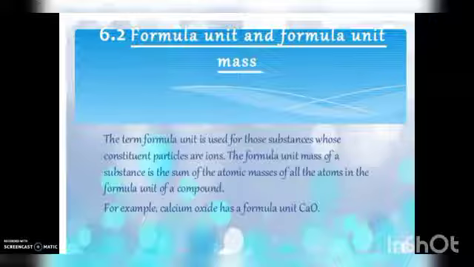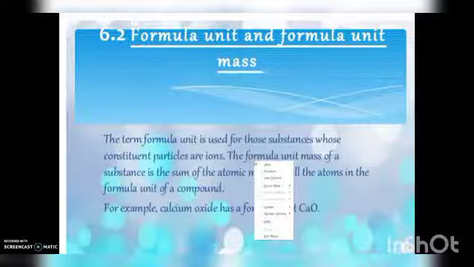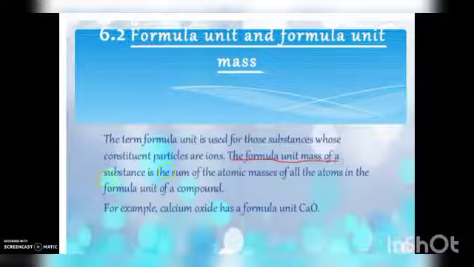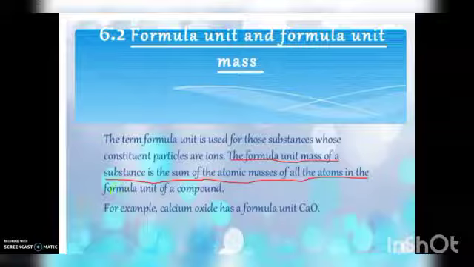Then what is formula unit mass? Formula unit mass is used in the case of ions. If the particles exist in the form of ions in a compound, we have to calculate the formula mass or formula unit mass. So what is the formula unit mass? The formula unit mass of a substance is the sum of the atomic masses of all the atoms in the formula unit of a compound.